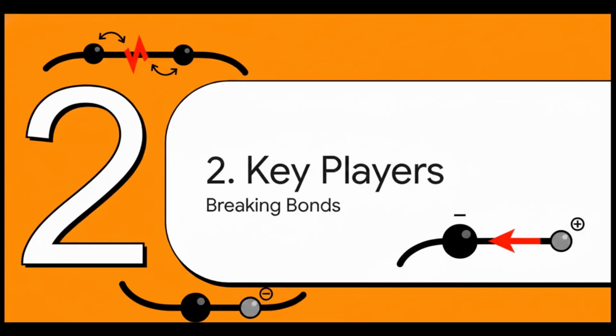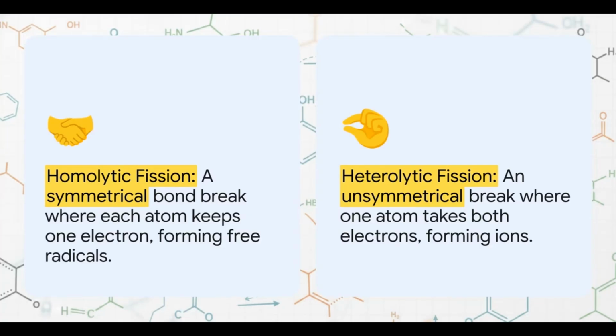And every single one of these stories, every reaction, starts in the exact same place. A chemical bond has to break. But as we're about to see, not all breaks are created equal. So a bond can split in basically two ways. On one side, you have homolytic fission. Homo means same, so think of this as the fair split. The bond breaks, and each atom walks away with one electron. This creates some really reactive things called free radicals.